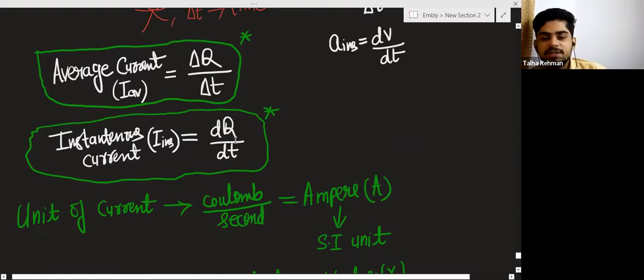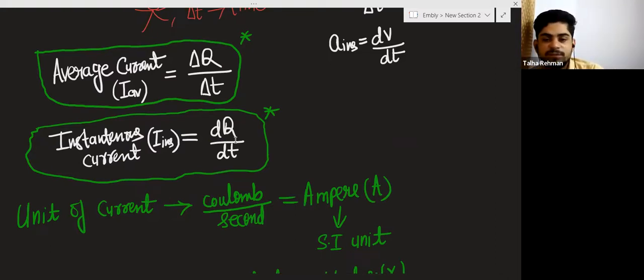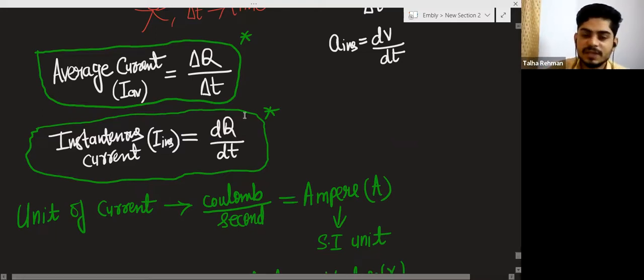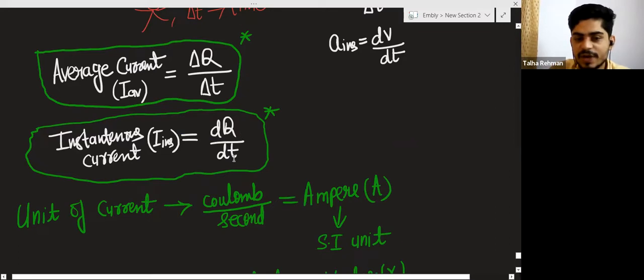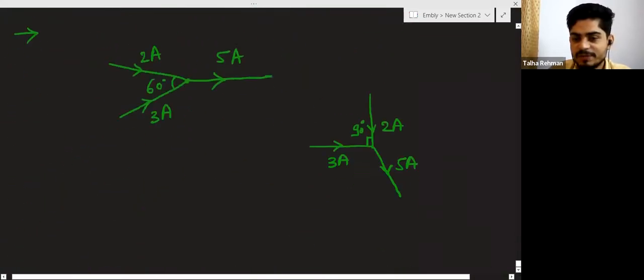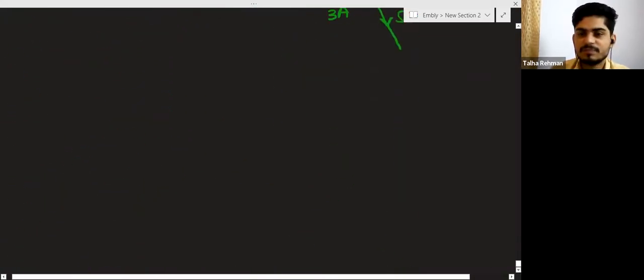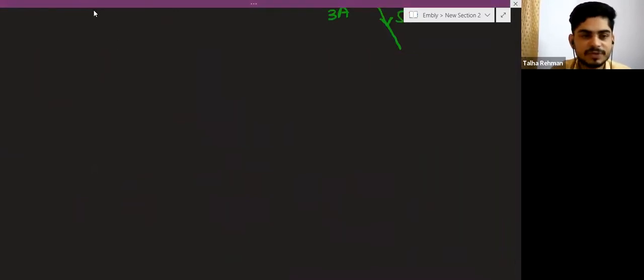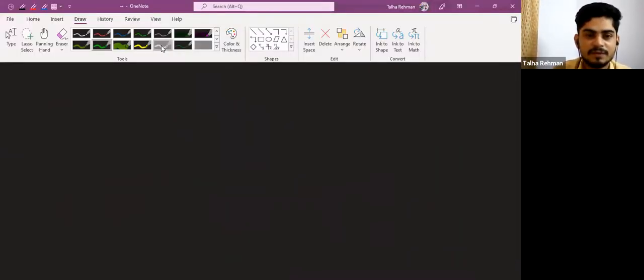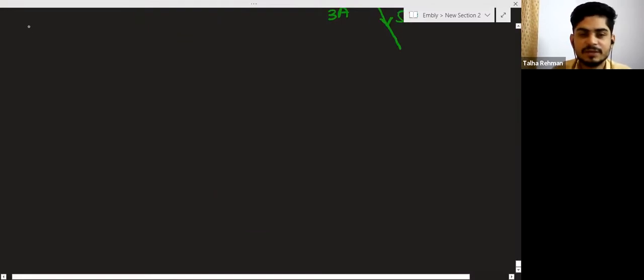For the instantaneous current, I have used this d. I will tell you why I have used this d. d is for dq and dt, a very small amount of charge. That's why I have written d. And we have the differentiation. Do you know about differentiation? Do you have any idea? A little bit, no problem. If no, you can tell me.